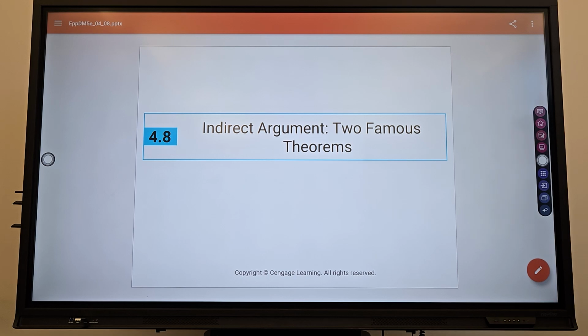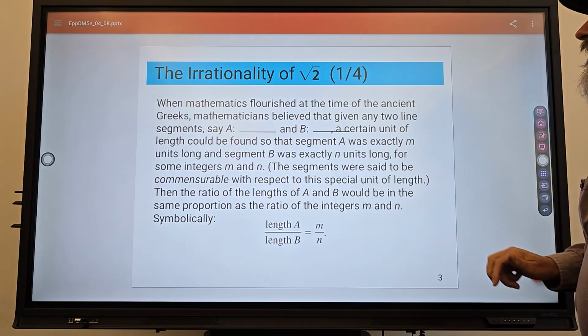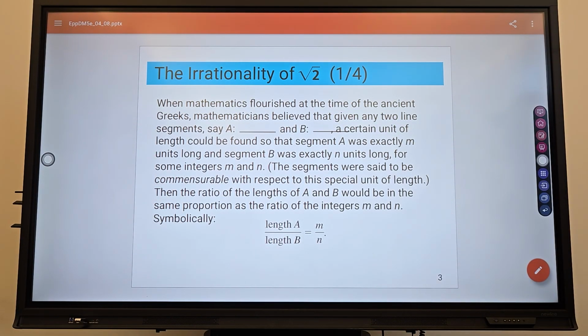Indirect argument examples, two famous theorems. When mathematics flourished at the time of the ancient Greeks, mathematicians believed that given any two line segments, let's say A and B, a certain length could be found so that segment A was exactly m units long and B was n units long for some integers m and n. Then the ratio of the lengths of A and B would be in the same proportion as the ratio of the integers m and n.